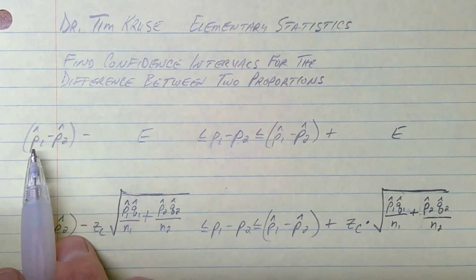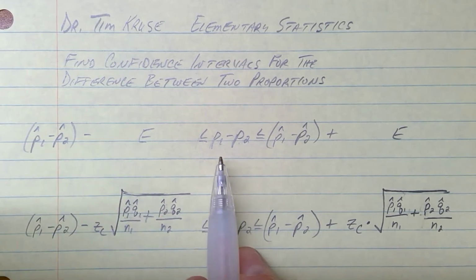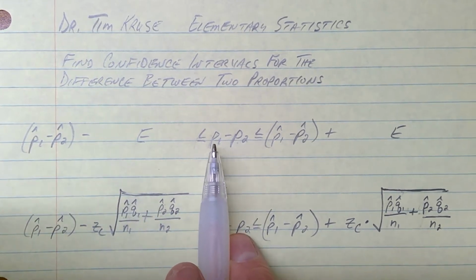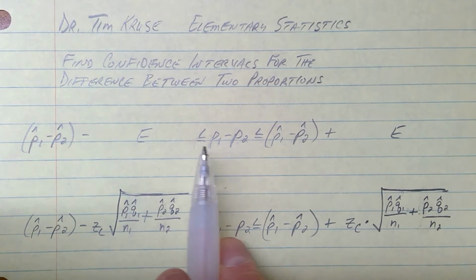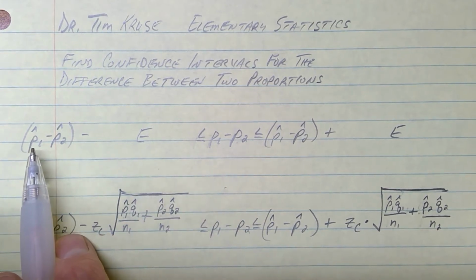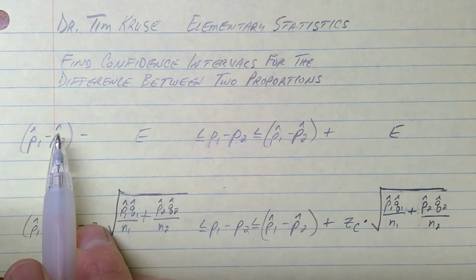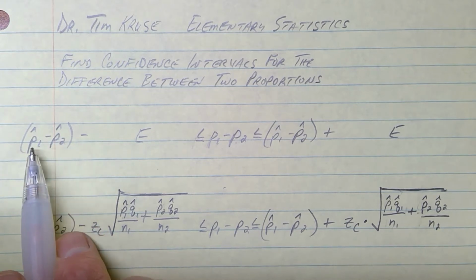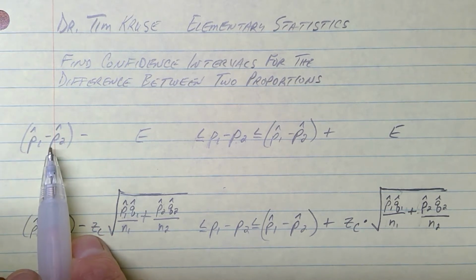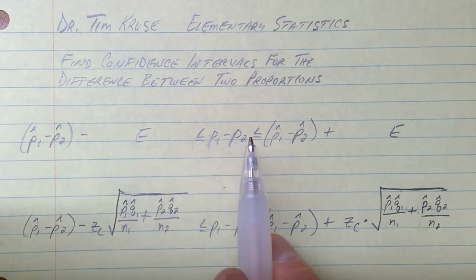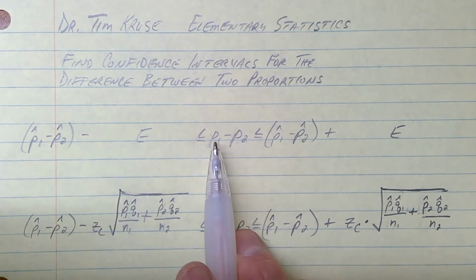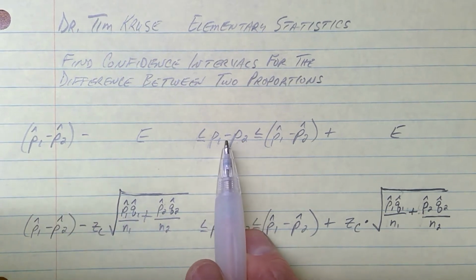Now P hat just stands for my sample. We'll never be able to measure all the people in this group in the whole world. So we grab a sample of people and measure that group, and we look for that fraction, that proportion in group 1, and that proportion or fraction in group 2. We call that P hat, our sample proportion, our sample fraction. So our sample is our best guess at what the true proportion difference would be.